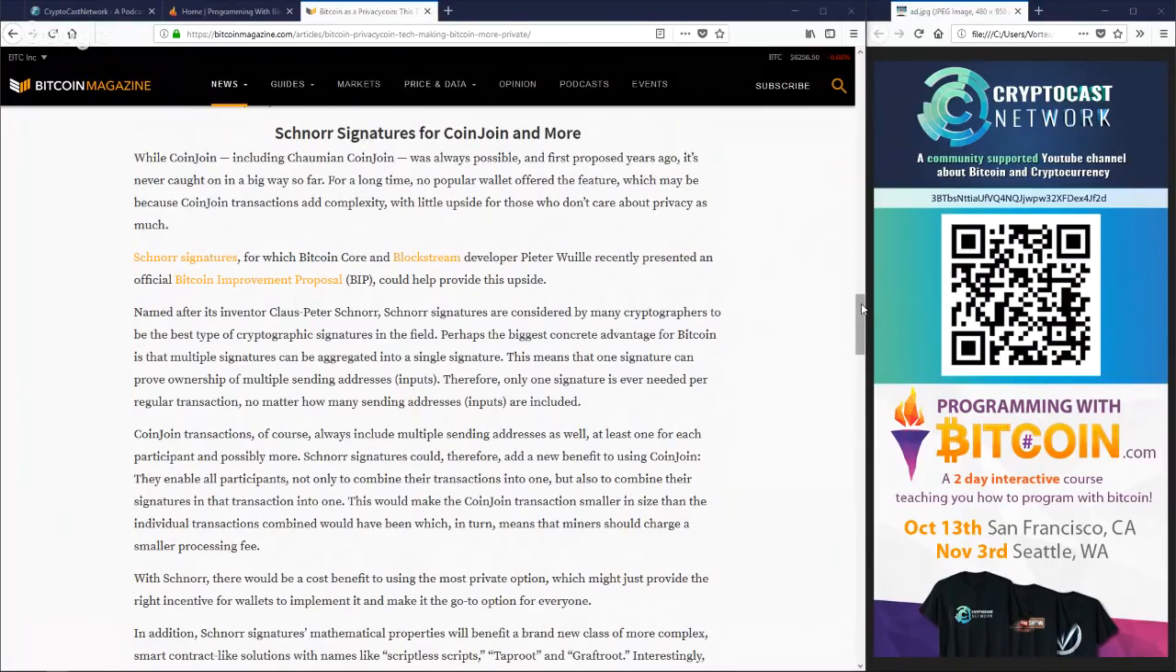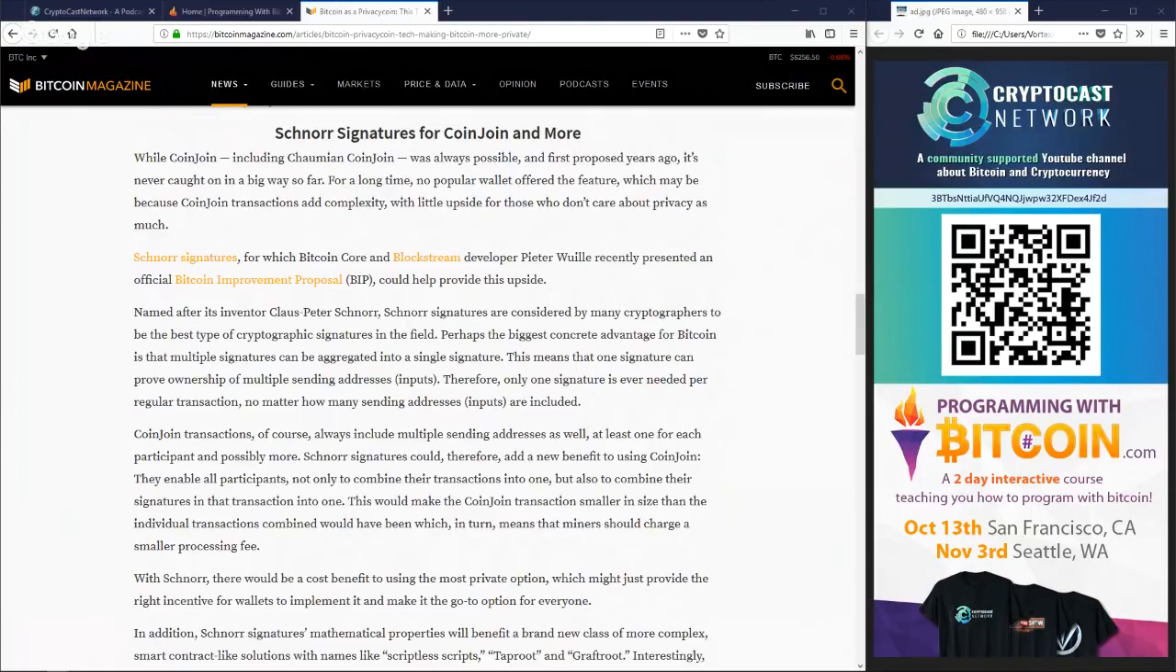Awesome. Okay, so very interesting stuff. It does sound like there's a lot of privacy tech on the way. So maybe we can switch to the next privacy tech I'd like to discuss in your article. In your article it says the next one is Schnorr signatures for CoinJoin and more. So maybe you could go over what Schnorr signatures are and how they can be useful in a CoinJoin situation.